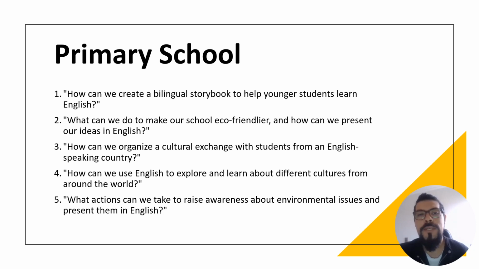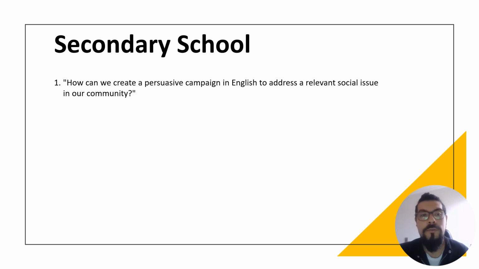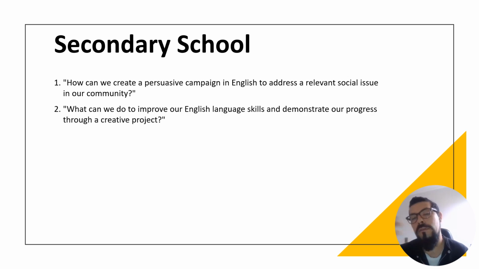Now let's head to the secondary school ideas of driving questions. Okay, number one says, how can we create a persuasive campaign in English to address a relevant social issue in our community? Now, the social issue can be given by the teacher or it can be presented by the student, okay, as a brainstorm activity, for example.